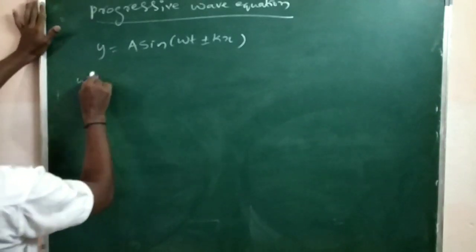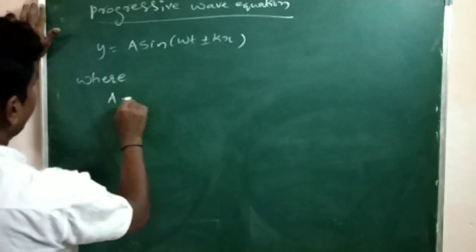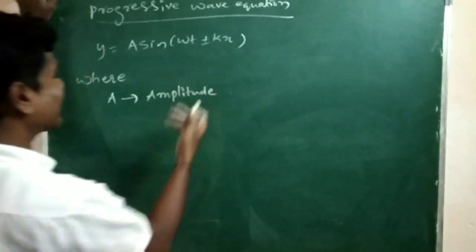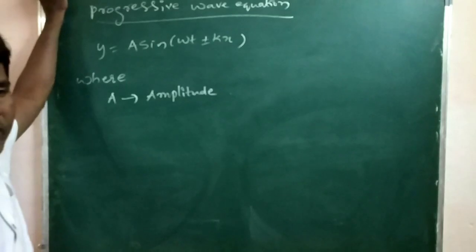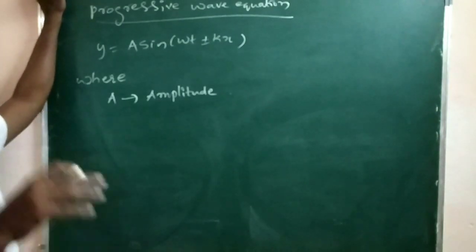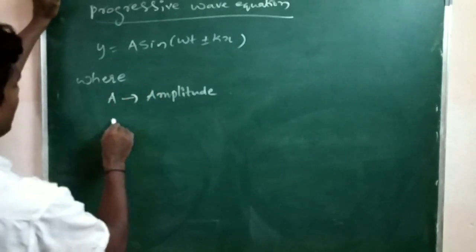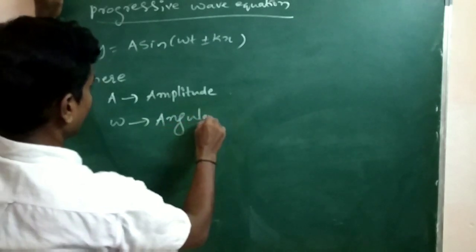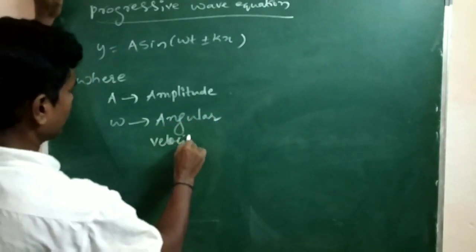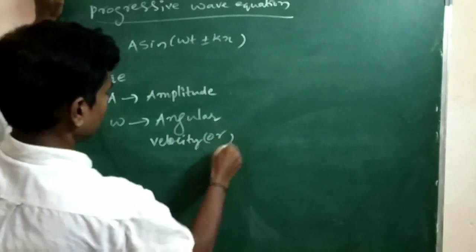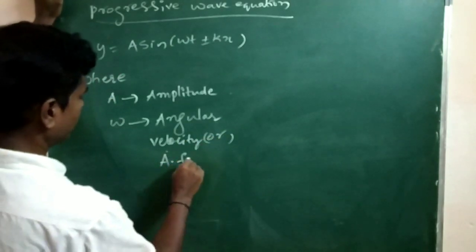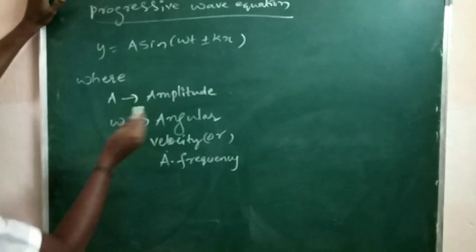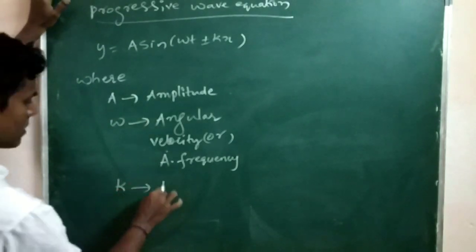Where A is amplitude. We discussed already in the previous class what amplitude is: the maximum displacement of the particles from their mean position. Now, omega is angular velocity or angular frequency. And here k is the propagation constant.